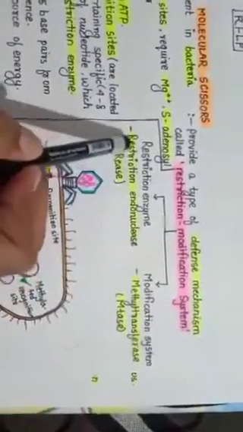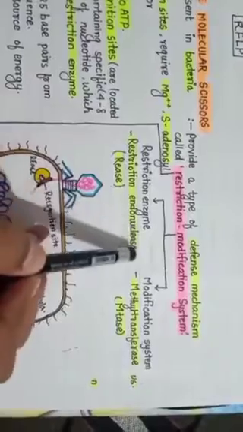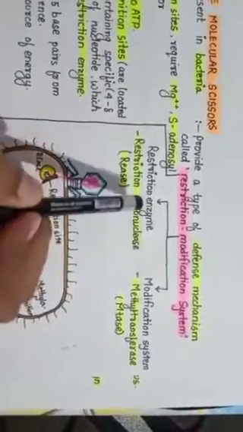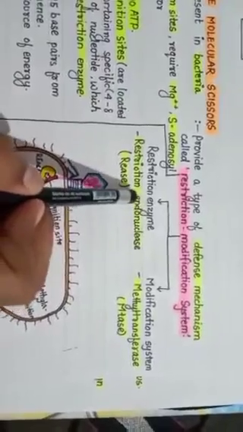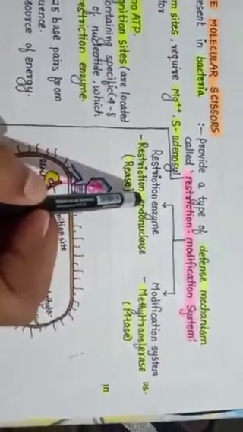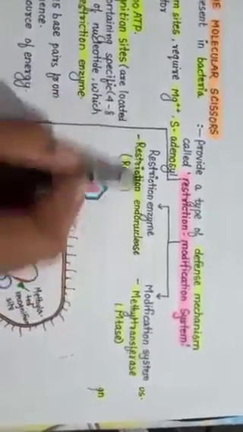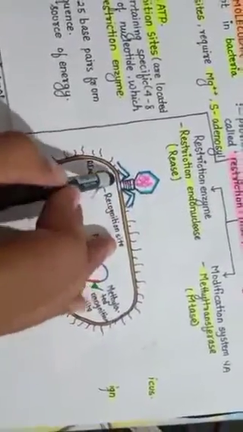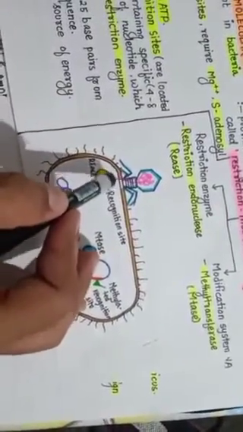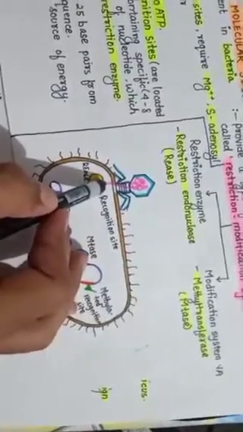So here this is our restriction endonuclease. What it does, it recognizes a specific DNA sequence and cuts any strand which possesses that sequence. The term restriction refers to its function because it restricts the foreign DNA of bacteriophage and degrades it.